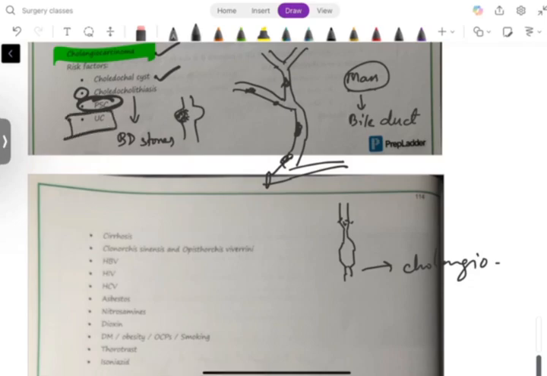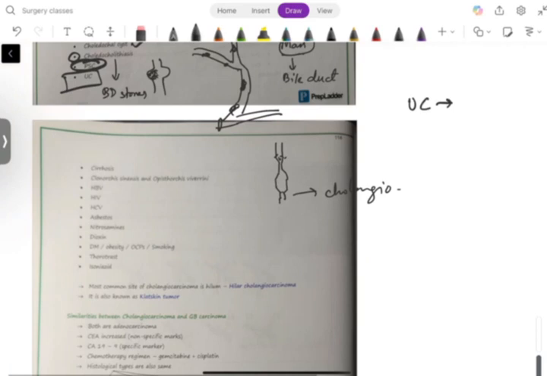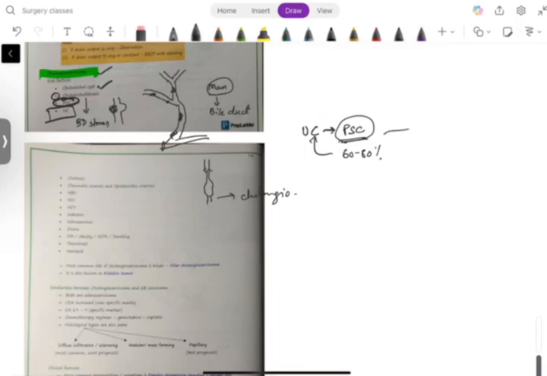How can ulcerative colitis cause cholangiocarcinoma? Just like I said, ulcerative colitis is associated with primary sclerosing cholangitis. In those who have primary sclerosing cholangitis, 60-80% get ulcerative colitis. So since primary sclerosing cholangitis can lead to cholangiocarcinoma, ulcerative colitis can also lead to cholangiocarcinoma.